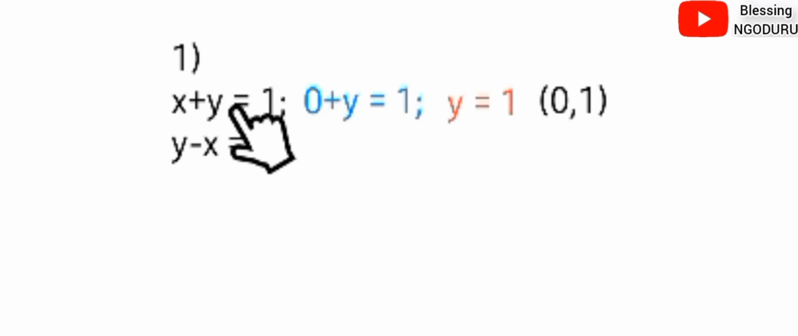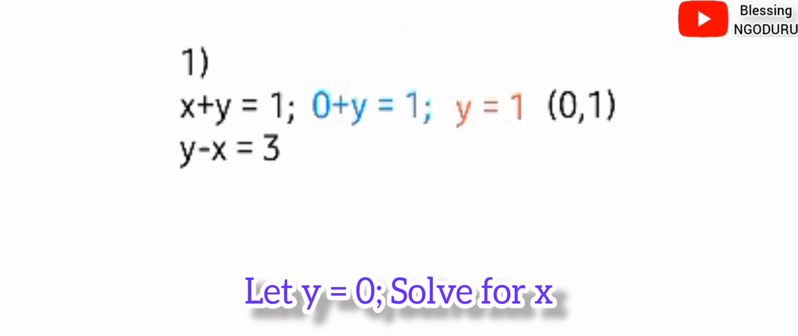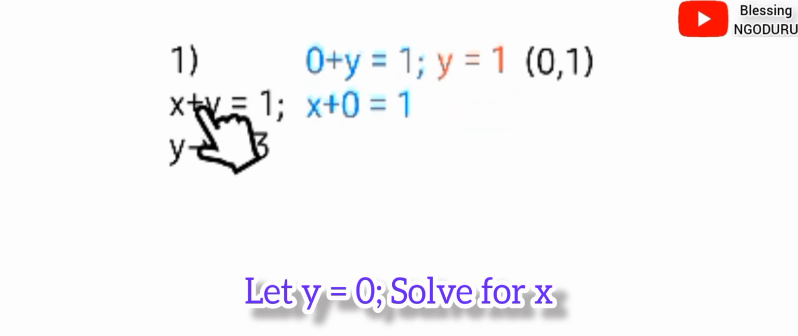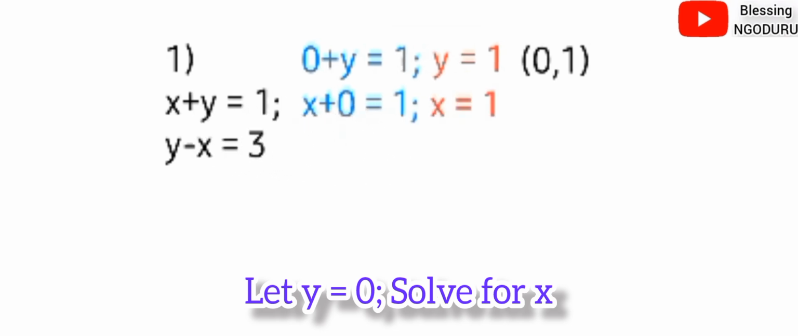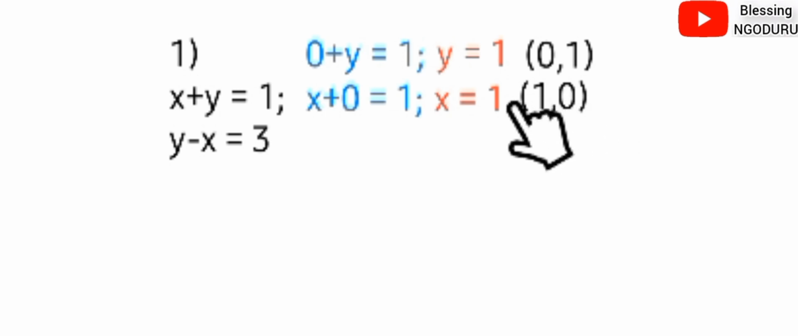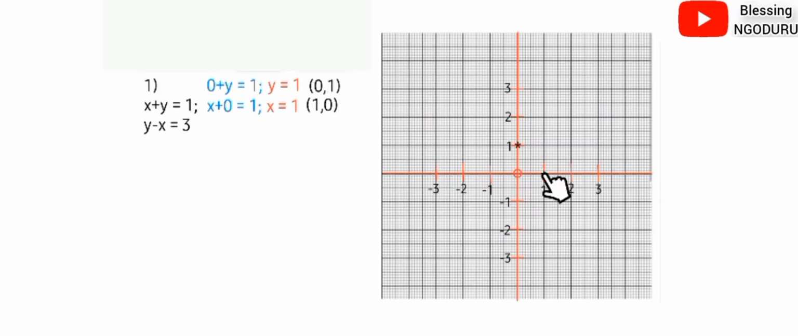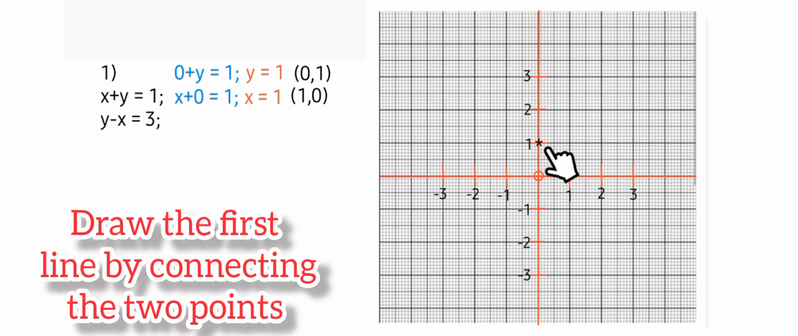Now let y be 0 in the first equation. That is, we'll represent y with 0 and solve for x. So we have x plus y, we did say y is 0, equal to 1. Therefore, the value of x is 1 when y is 0. So we'll plot this second coordinate in our graph: x is 1 and y is 0. Now let's draw the first line by connecting these points. Take it down all the way.